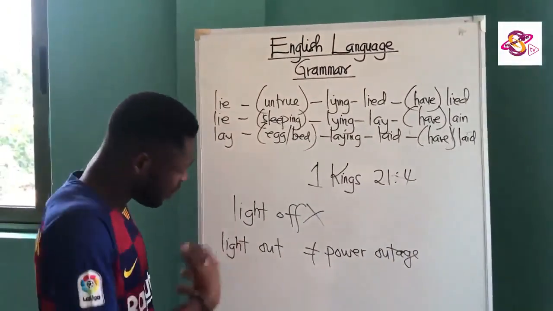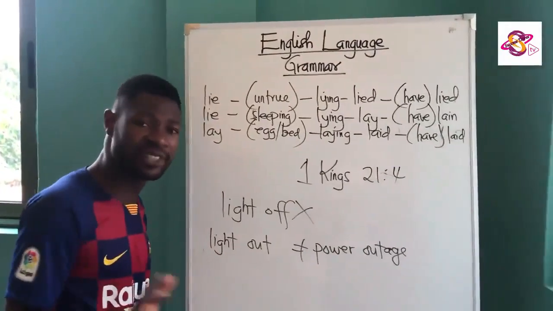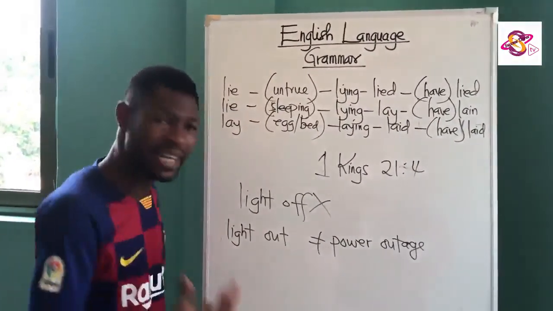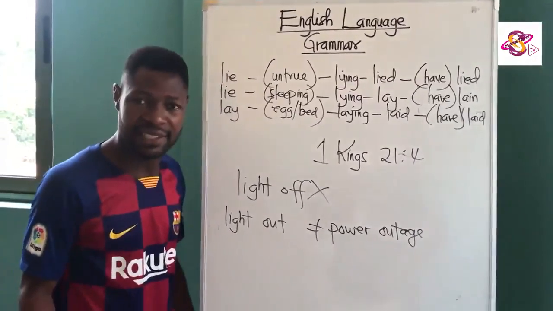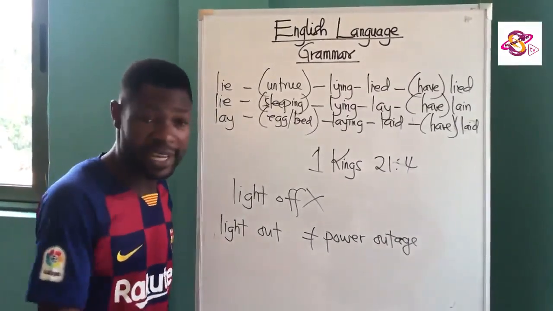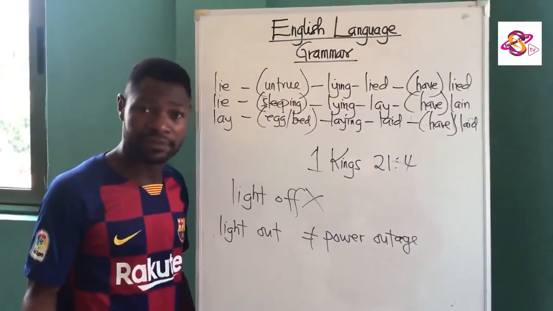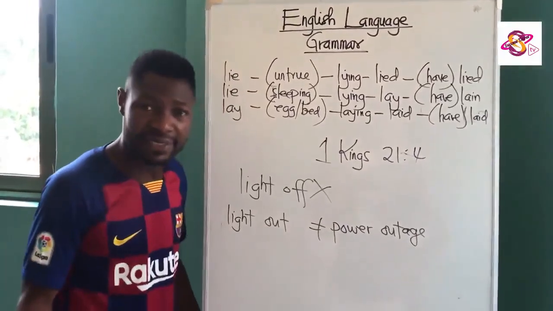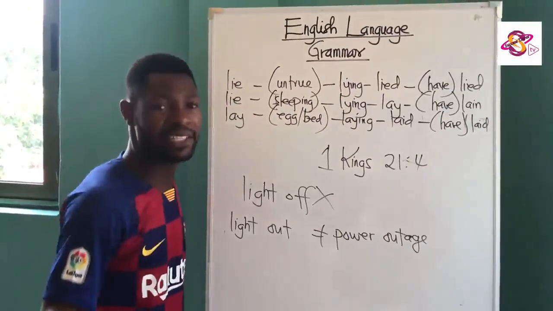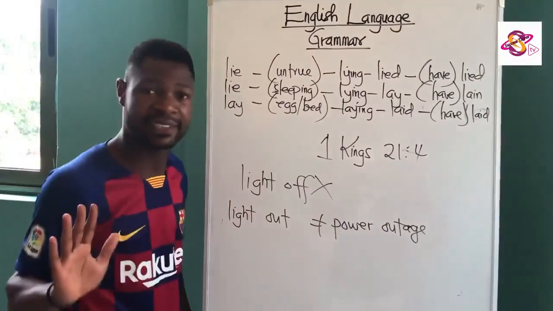But some of us normally use light out in a wrong context. You use light out when deliberately you put out the light. Some of us do not like sleeping in the light. I want to sleep. What do I do? I put out my light. You don't say, please, put off the light. No, you don't put off a light. You put out a light.